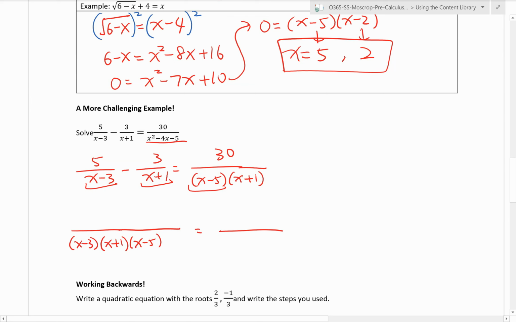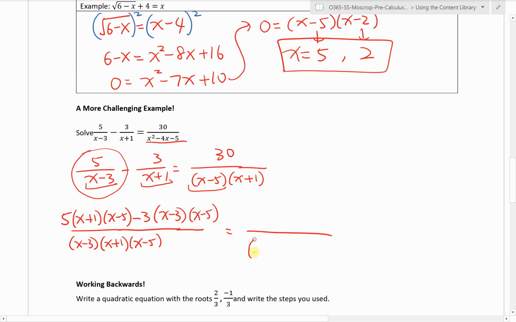Okay, so we can see for the first fraction right here, we are missing x plus 1 and x minus 5. That means I need to multiply the 5 with x plus 1 and x minus 5. For the second fraction, I already have x plus 1. So what's missing is the x minus 3 and x minus 5. So I need to multiply the 3 by x minus 3 and x minus 5. Now on the right hand side, you have x minus 5 there already, and you already have x plus 1. So really the only thing you need to multiply by is x minus 3.